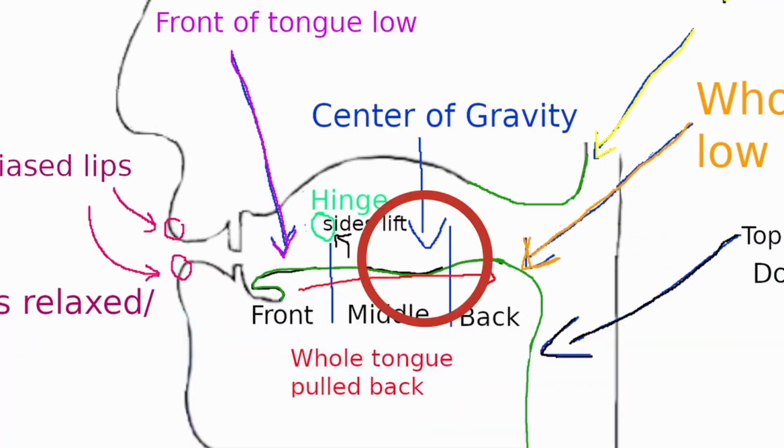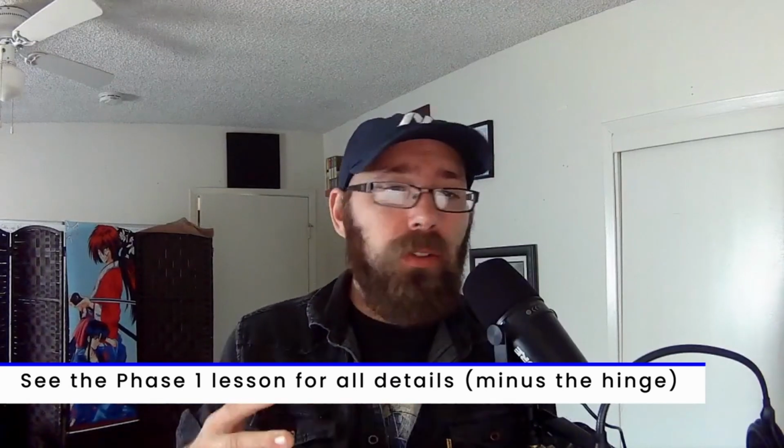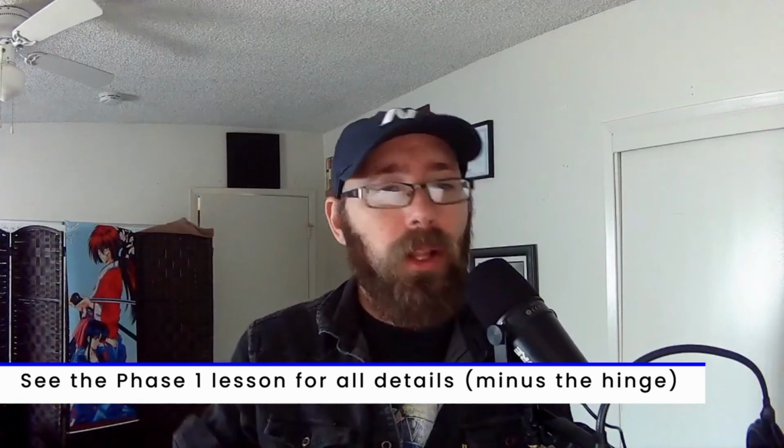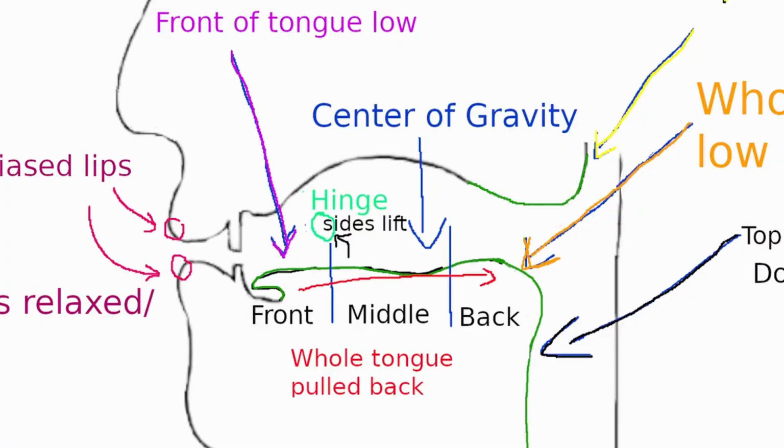So the center of gravity, I've talked about that in the phase 1 lesson, and how to set that up and how that feels and what it is. Go check that out. It's basically the schwa sound. Note that the middle of the tongue, again, is low and back. Okay, that's our default position.